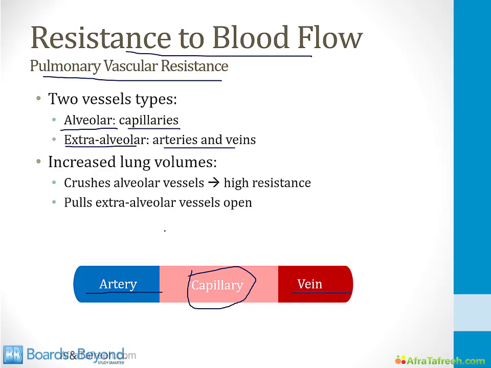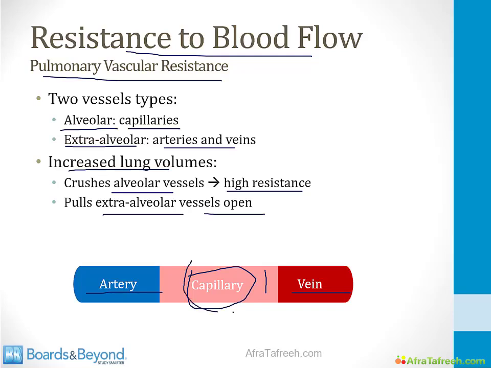Just like my drawing on the screen here, an alveolar vessel, which is a capillary, is supplied by an artery and drained by a vein. When the volumes in the lungs and the alveoli increase, it has different effects on the alveolar and extra-alveolar vessels. Higher lung volumes tend to crush the alveolar vessels, and this causes them to have high resistance. Basically, they're smushed so that their diameter becomes very small, and this causes a lot of resistance to flow. However, the extra-alveolar vessels, like the arteries and veins, are pulled open, so they actually have lower resistance at higher lung volumes, and this is just a quirk of our pulmonary system.